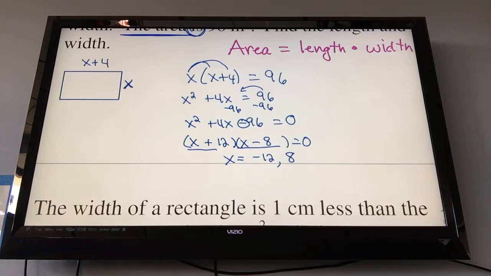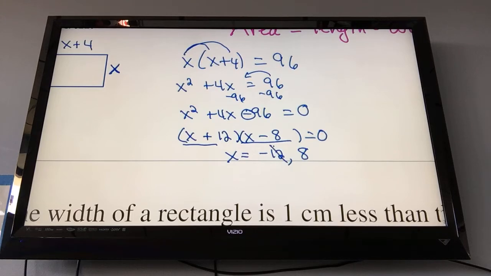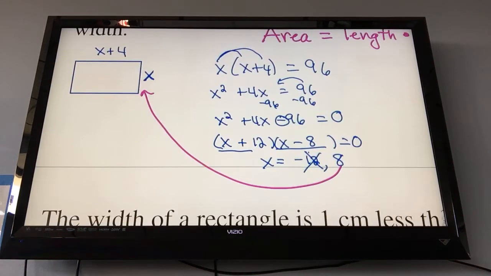Think about this. Yeah, like I can't lay this down here and go, oh, that's negative 8. I can't measure something and get a negative. So, good, can't be negative. So we eliminate that one. So we take this, go back up to our picture, and that means our width is 8, and our length is 8 plus 4, or 12. And we could write that out, we could put it on the picture, whatever we want.